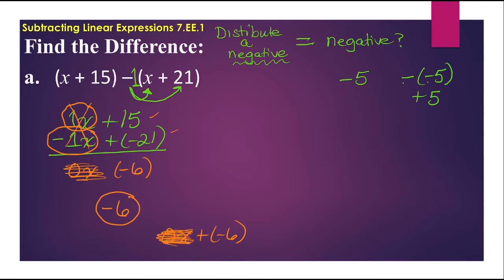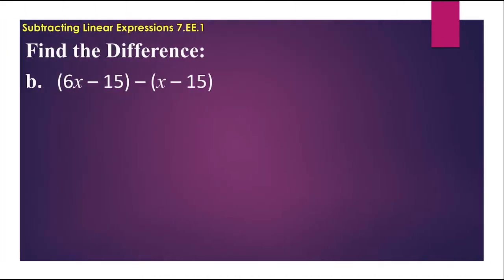What's 0 times anything? 0. So you don't really need that. You can just put negative 6. That's perfectly acceptable. Okay, again, just following this pattern here, following this general theme that we're talking about here.